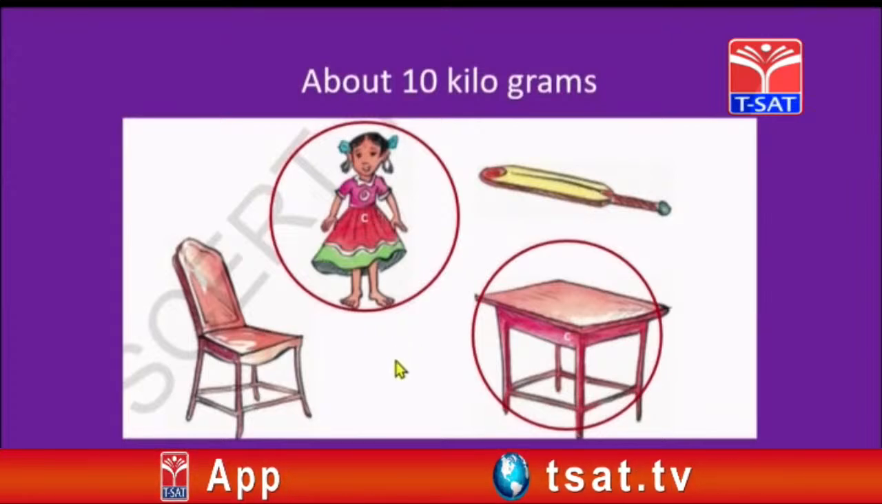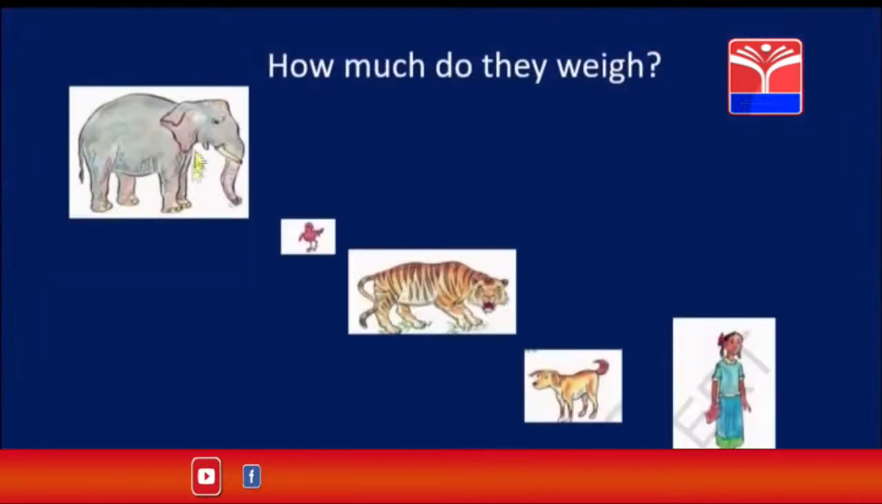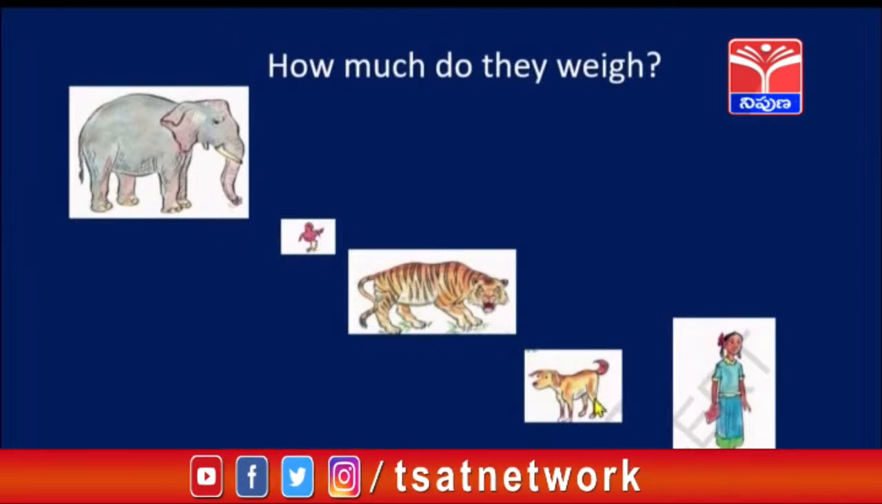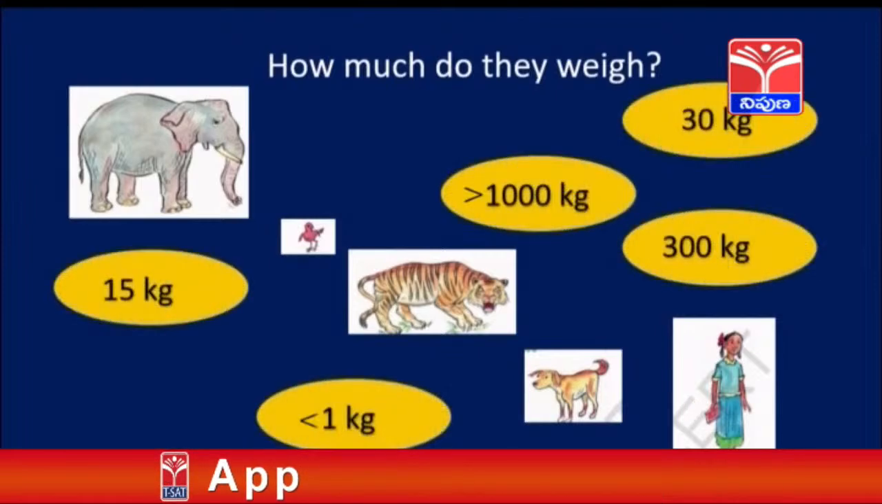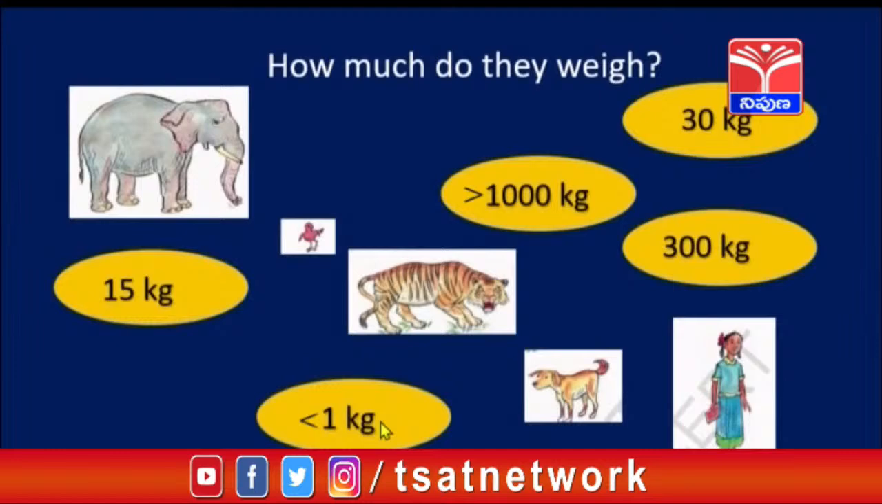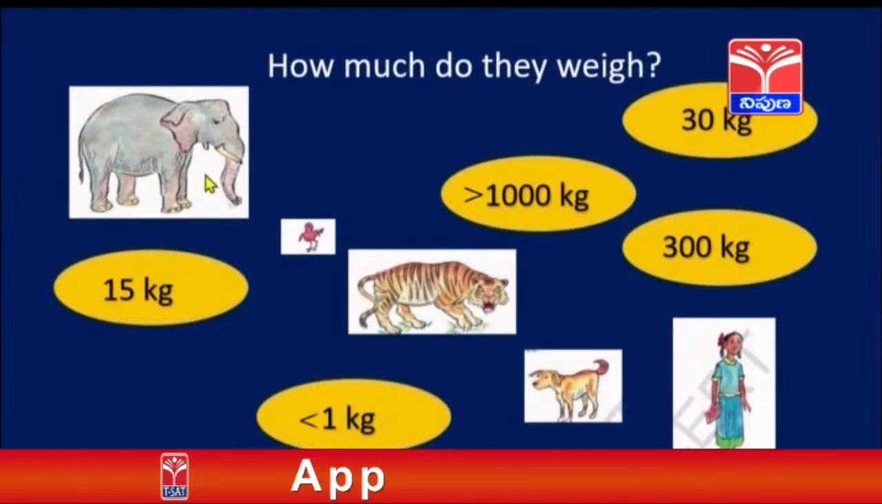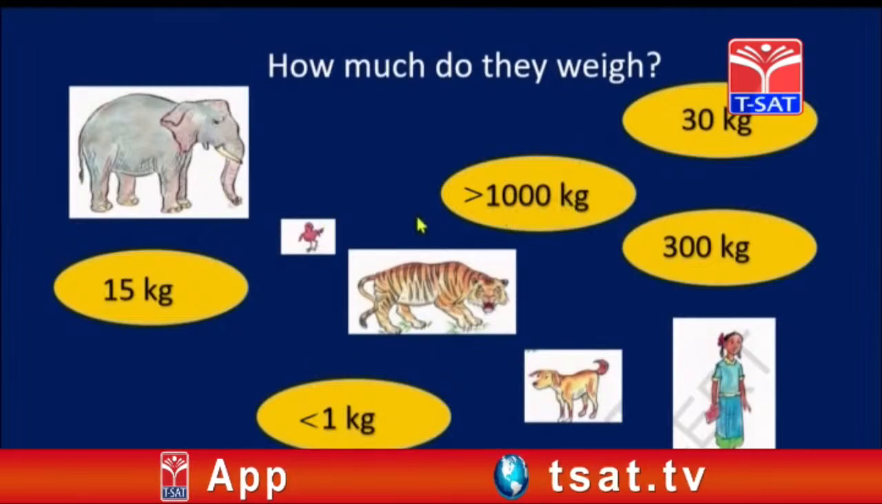Now, let us see some pictures and try to guess their weights. Children, here you can see an elephant, a bird, a tiger, a dog and a girl. Now let us see their weights. Their weights are as follows: 30 kgs, more than 1000 kgs, 300 kgs, 15 kgs and less than 1 kilogram of weight. Now children, let us match these pictures with their appropriate weights.